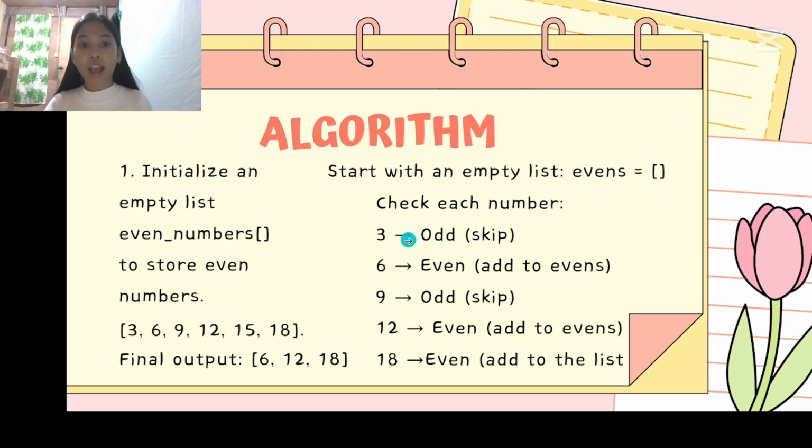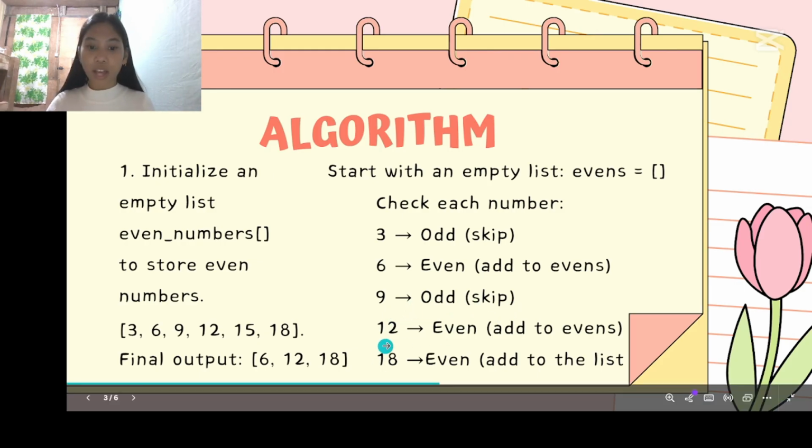Okay? 3. So it's an odd number, so we skip it. 6. Even, so we add it to the list. 9 is an odd number, so we skip it again. And 12 is an even number too, so we're going to add it to the list too. 18 is an even number, so we're going to add it to the list. So our final output is 6, 12, and 18.